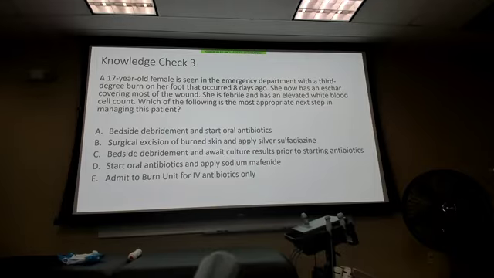All right, you have a 17-year-old female seen in the emergency department with a 3rd-degree burn on her foot. That's a full thickness burn for all you normal people. It occurred 8 days ago. Now she has an eschar covering the wound. She's febrile. She has an elevated white count. Which of the following is the most appropriate next step in managing this patient?